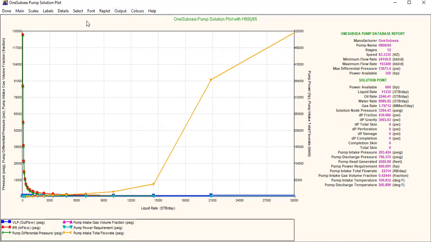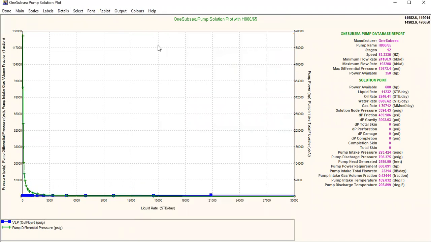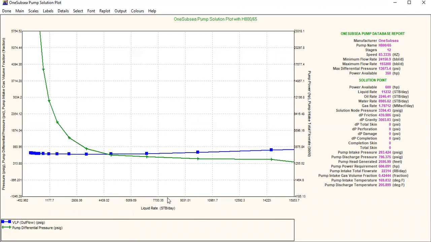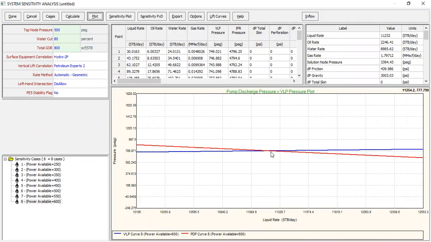From here, we can select VLP and PDP only. Done. Maximize. VLP pump differential pressure. But here the intersection is actually between 4,000 and 5,400. I'm not sure what happens here, but you can see the liquid rate. I'm not sure what VLP this is and what pump differential pressure this is. Are they different from this one? You need to check it back.